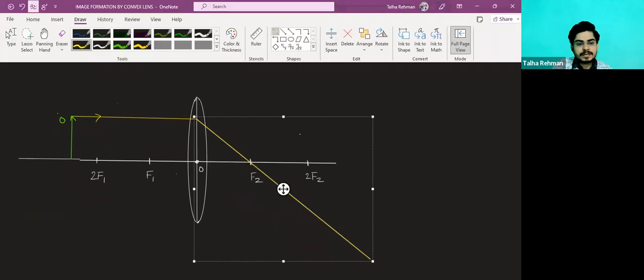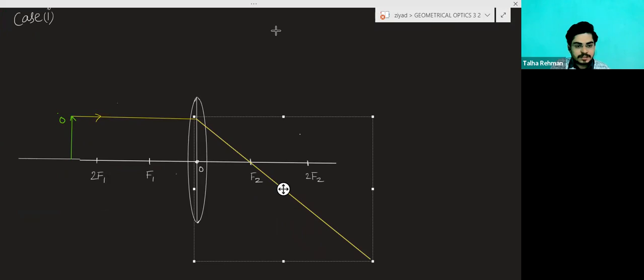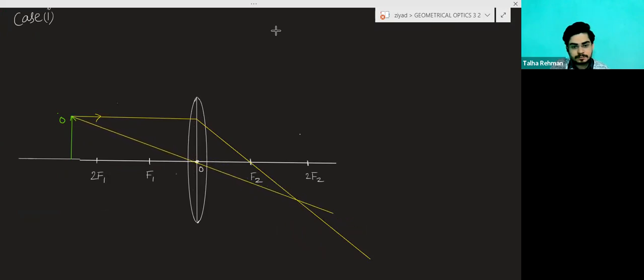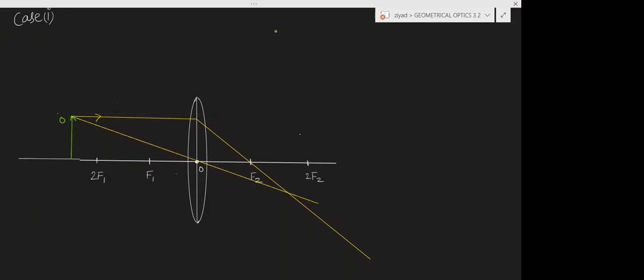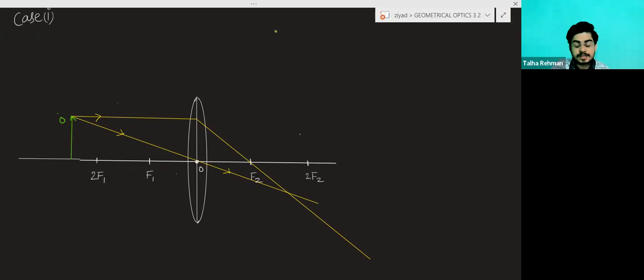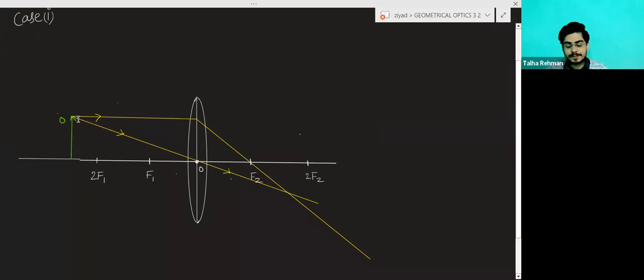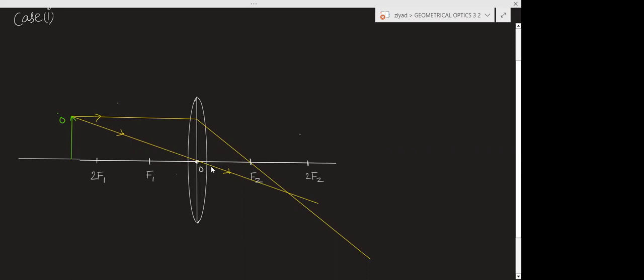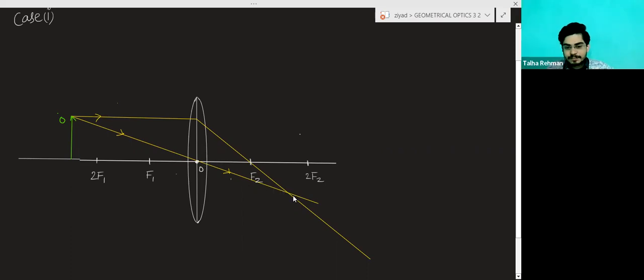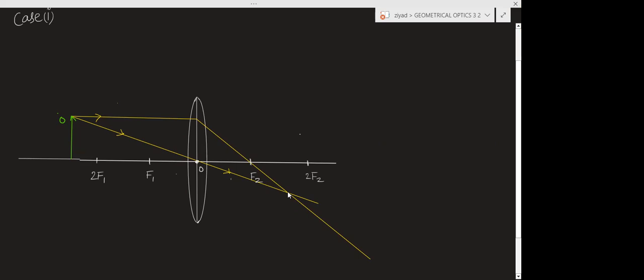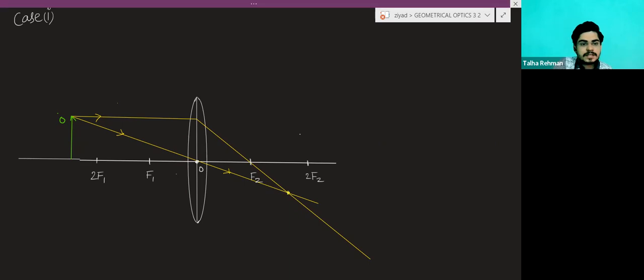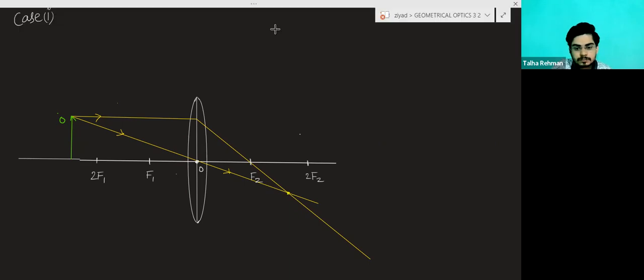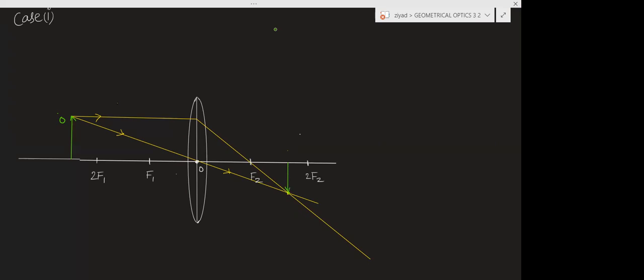Another ray from the object I am taking like this. I told you that if a ray of light passes through the optical center, it will pass straight. You can see the second ray I have taken passes through the optical center. Where the two rays meet will be the image. So here the image will form, and this will be the image.